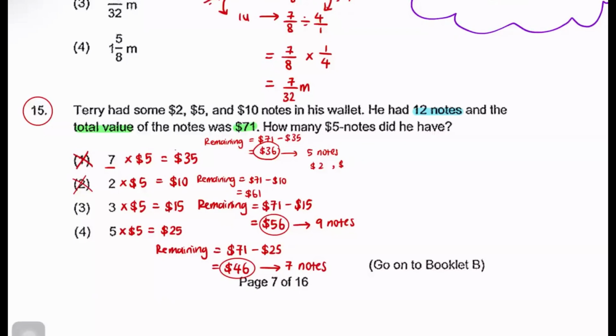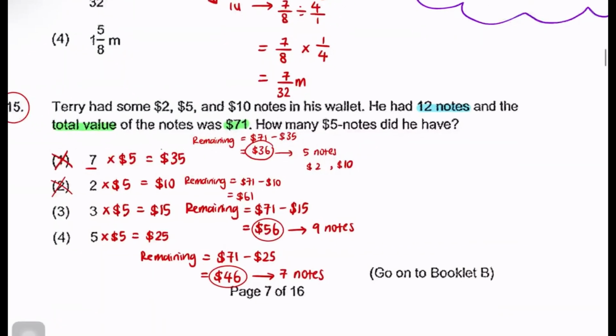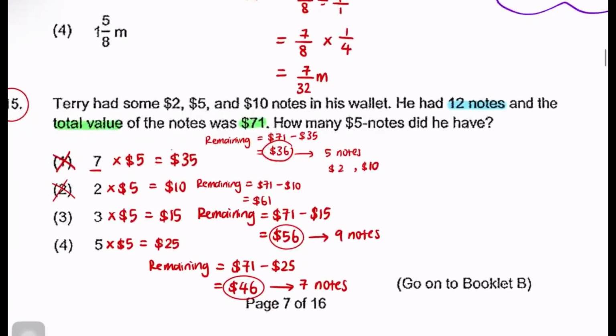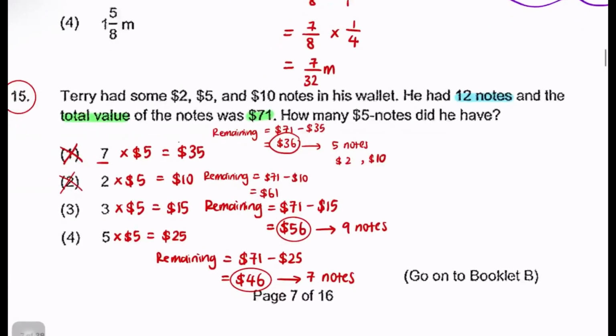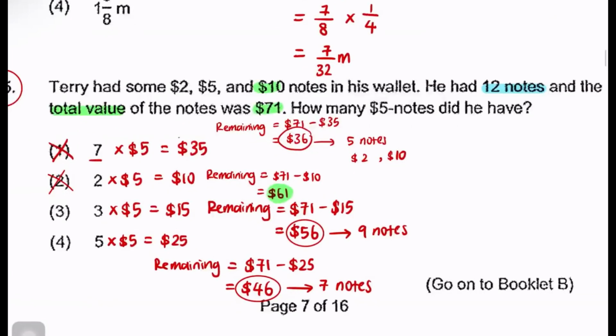It should be made out of $2 and $10, not $5, because we already accounted for the $5 notes. Anyway, options 1 and 2 can be confirmed out. Do you know why? Because in option 2, $61 cannot be divided into $10 and $2 notes.